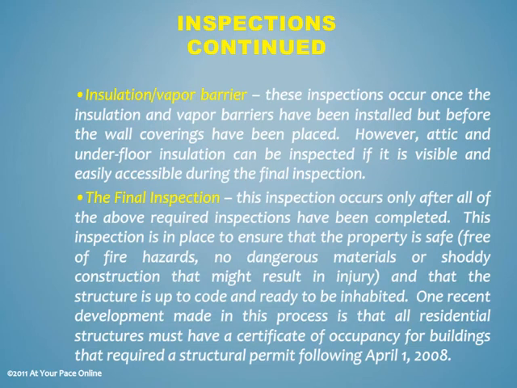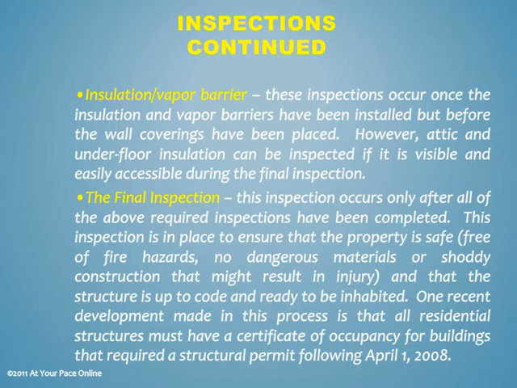Inspections continued. Insulation, vapor barrier. These inspections occur once the insulation and vapor barriers have been installed, but before the wall coverings have been placed. However, attic and underfloor insulation can be inspected if it is visible and easily accessible during the final inspection.